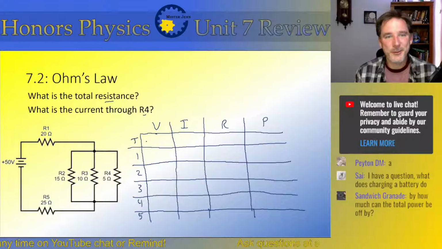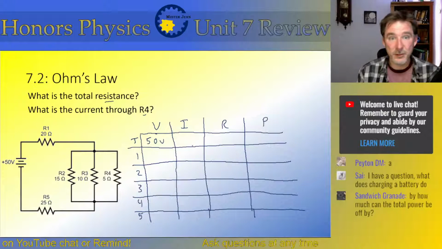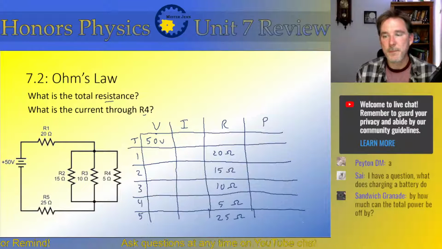All right, so total voltage. I'm still going to write down everything. So total voltage is 50. These are nice and numbered, right? So R1 is definitely 20 ohms. R2 is definitely 15 ohms. This is definitely 10, 5, and 25 ohms. Okay.